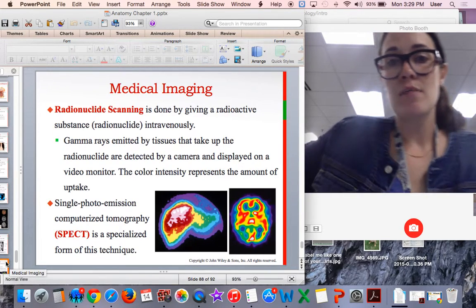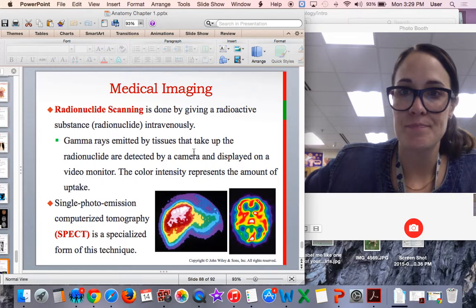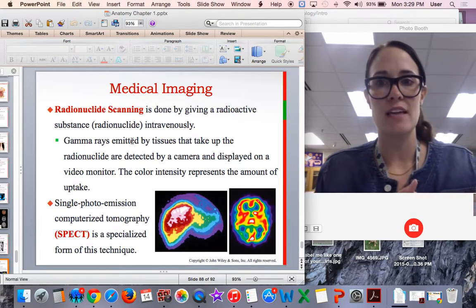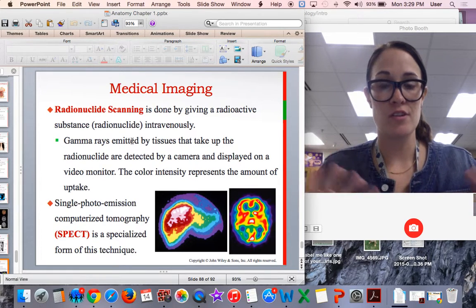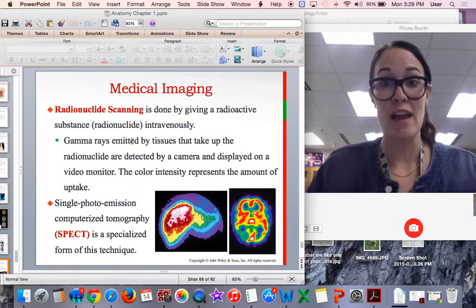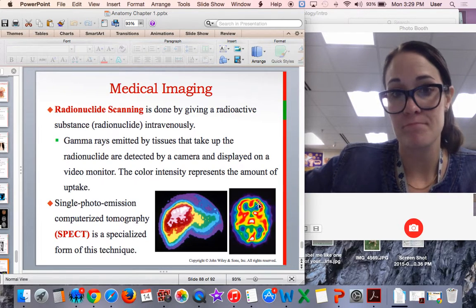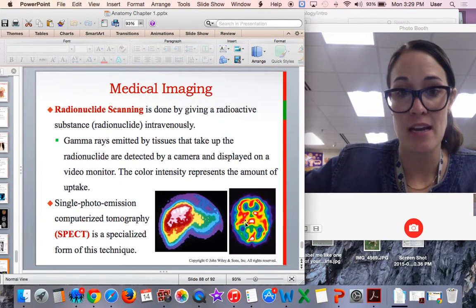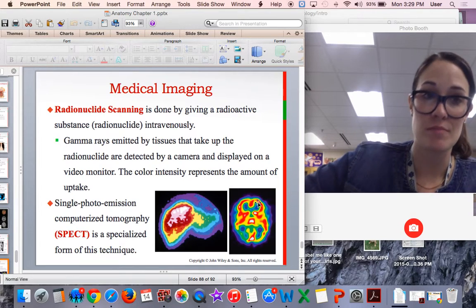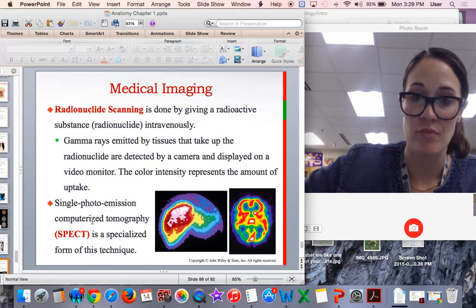These two I'm not going to talk too much about, but they give the person a radioactive substance intravenously, so into their veins, and then your tissues that take up that radionucleotide will emit gamma rays, and you can see it on the monitor. This is a brain, and you can indicate how much uptake, or how much activity, there is in that part of the brain.